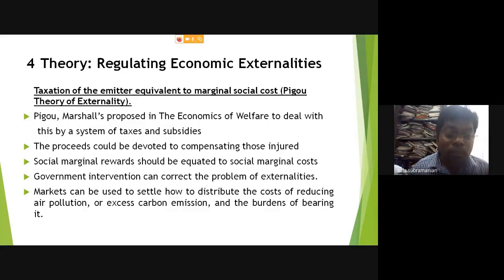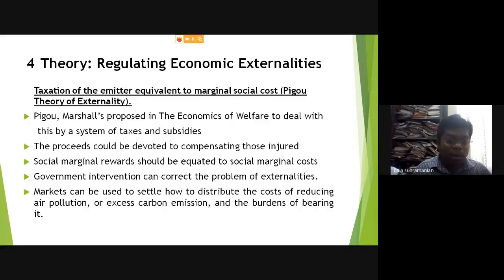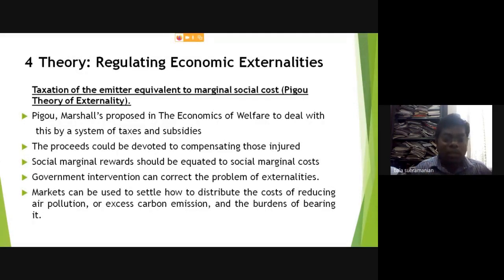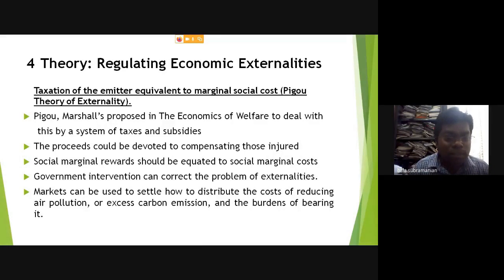The government should interfere through taxes and regulations. They can correct the climate change externality. This is an economic role. Again, as we discussed in the previous slide, the market can also be used to set how to distribute the cost of reducing air pollution or excess carbon emission, and the burden of bearing some of the health issues as well. So economic theory is being developed for reducing CO2 emissions at the global level. We can implement this theory at the Madurai level, at the Tamil Nadu level, at the India level, and at the international level.